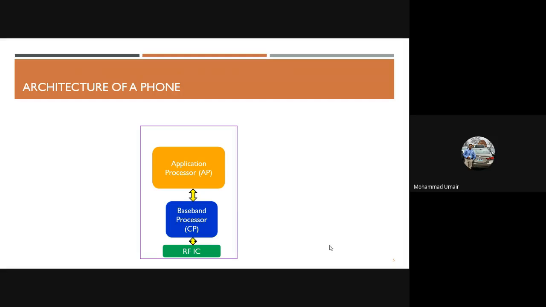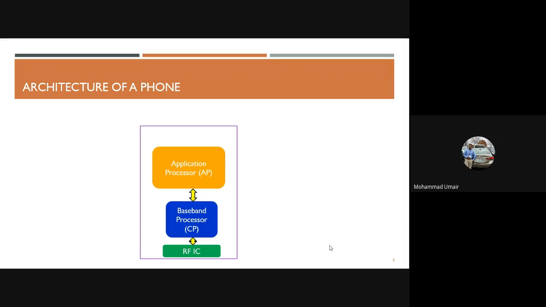As I said, there are three processors on a phone. The first one is called an application processor, or AP in short. The second one is called a baseband processor, or BP or CP in terminology. And then the third one is an RFIC.